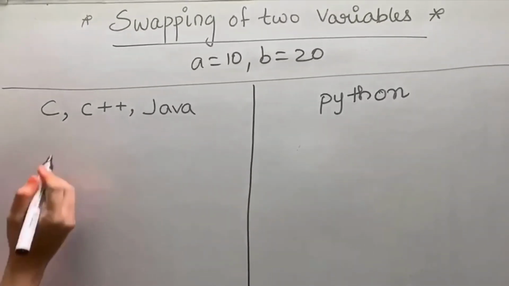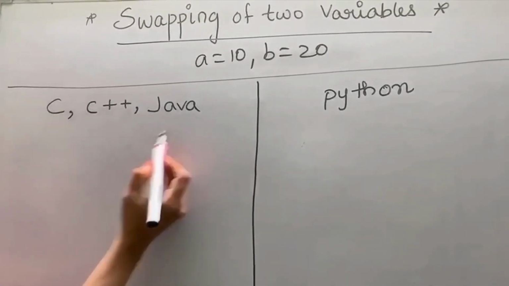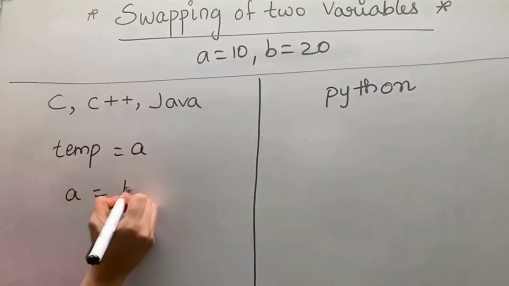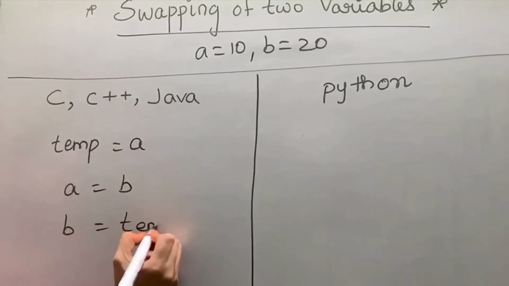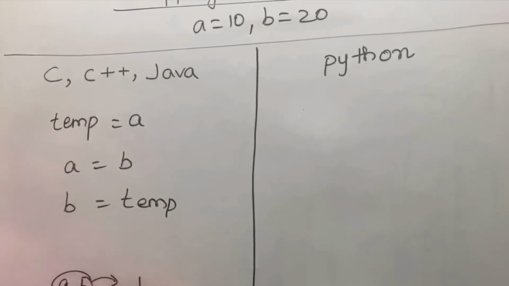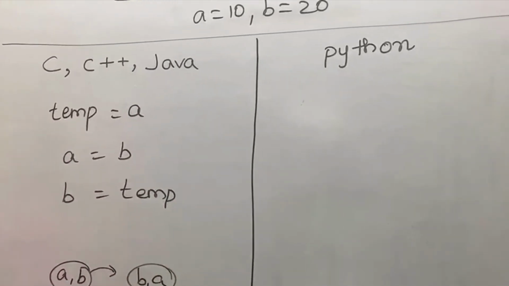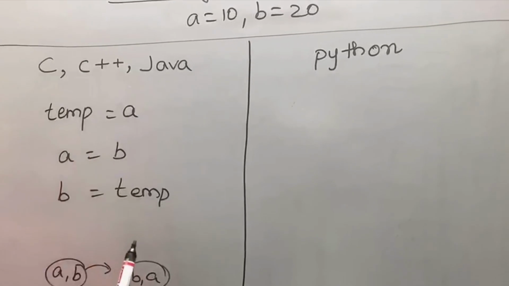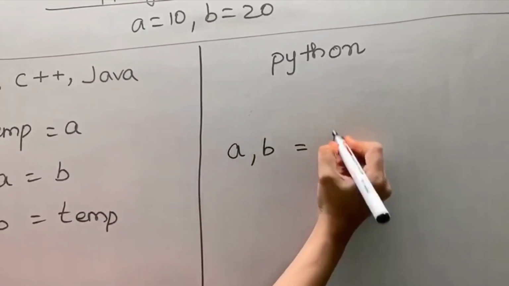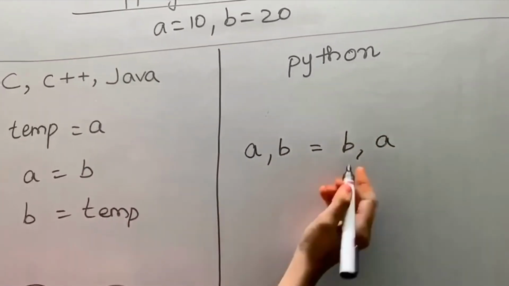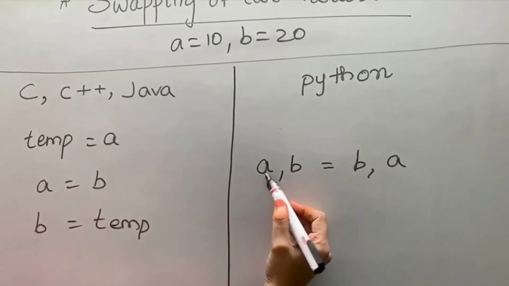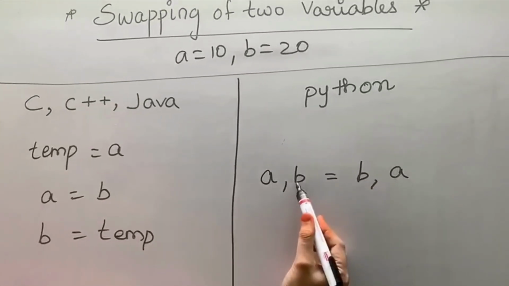With the previous logic in C language, C++ and Java, we write temp is equal to A, A is equal to B and B is equal to temp. Finally, the contents of A, B are transferred to B, A. Whereas in Python, without taking this temporary variable, we can directly write A, B is equal to B, A. Finally, the output will be swapped. That means B contains the A value and A contains the B value.